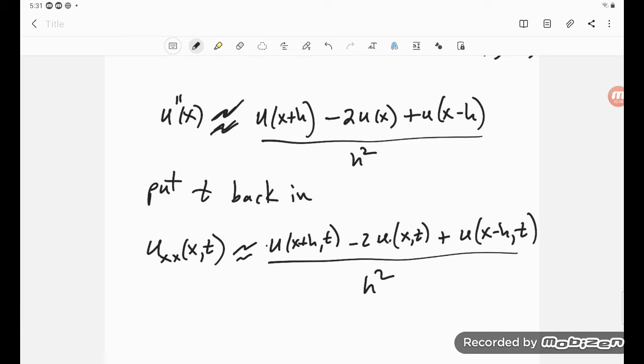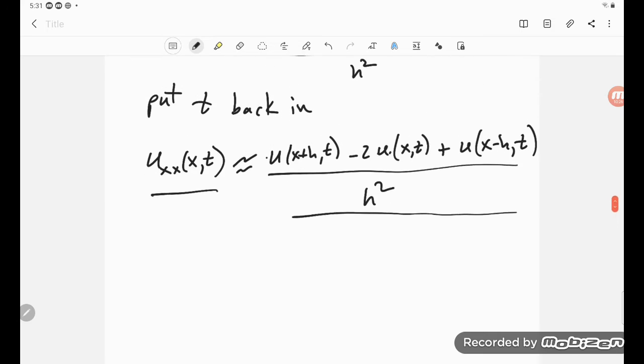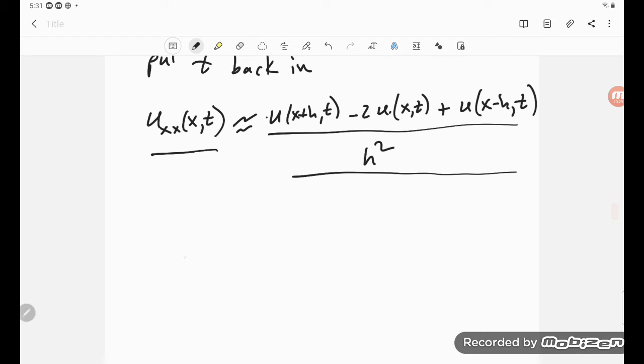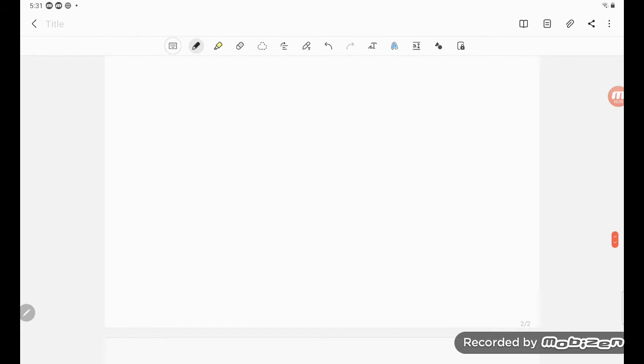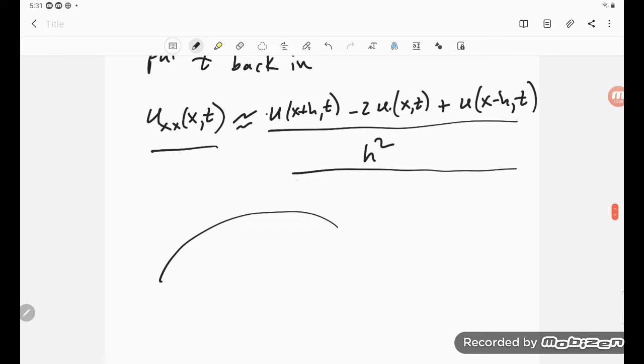And so we're saying that concavity, that exact concavity is pretty close to this. And so again, we're looking at what was my original picture? I had concave down on that, so we'll do it that way. So here is u of x minus h in t. Here's u of x in t, and here's u of x plus h in t. Okay, so we have both of those.